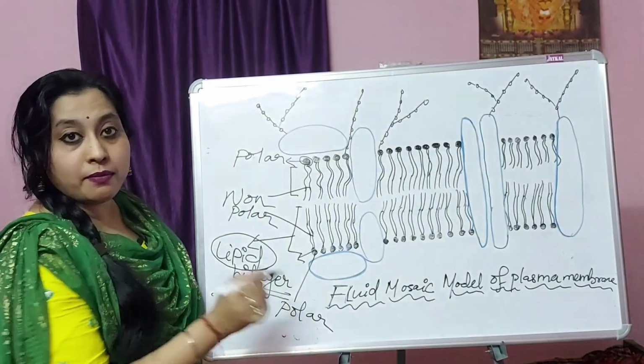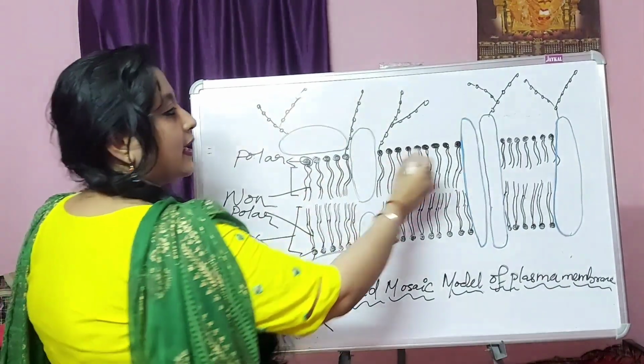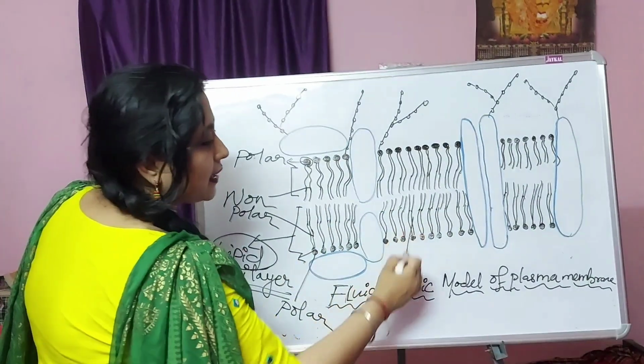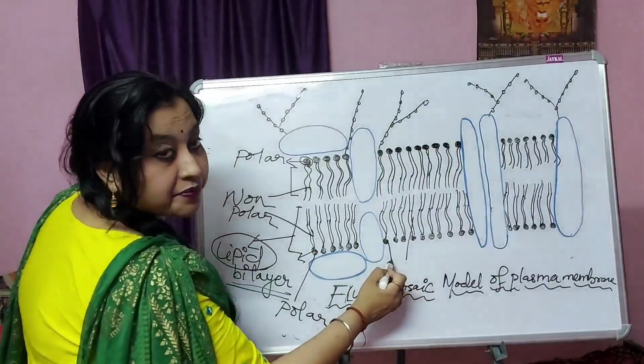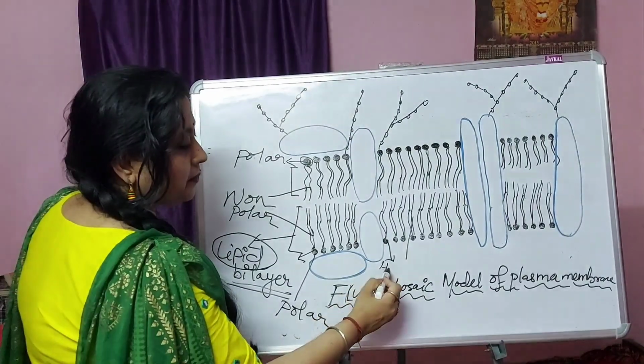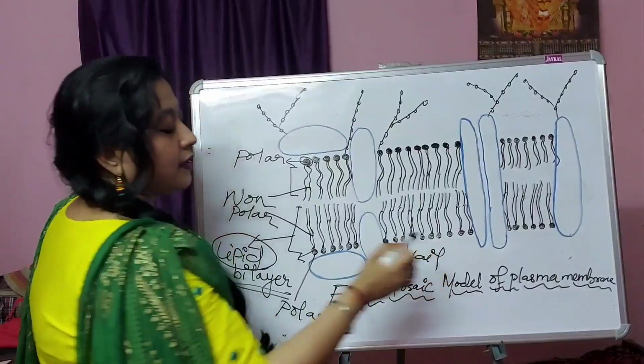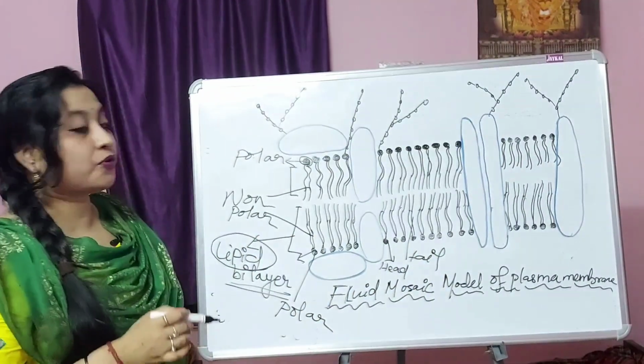In the bilayer form, lipids are arranged. These are the head region of the lipid and this long tail region of the lipid. These are the tail and these are the head. Okay, these are head and these regions are tail region. Then come to the next, protein.